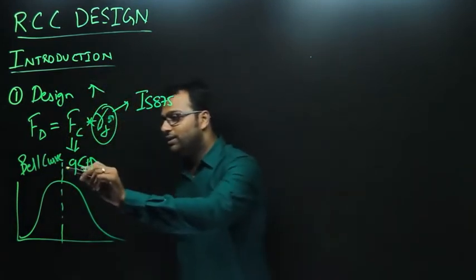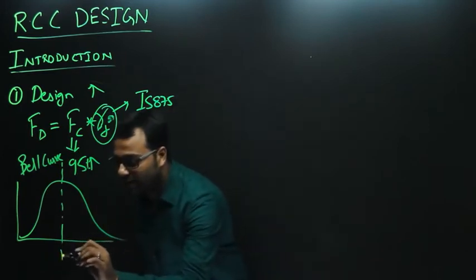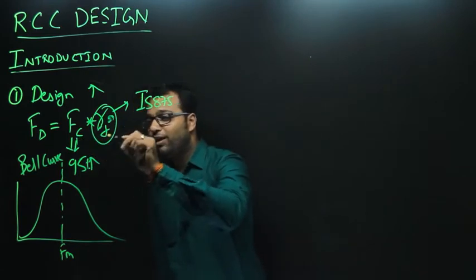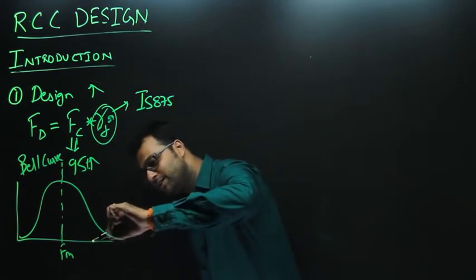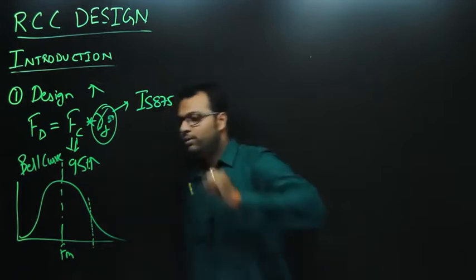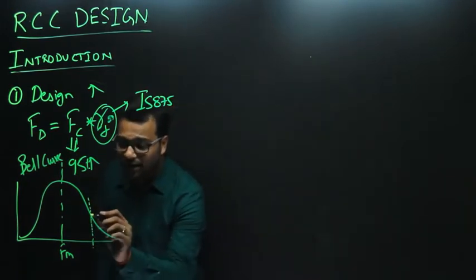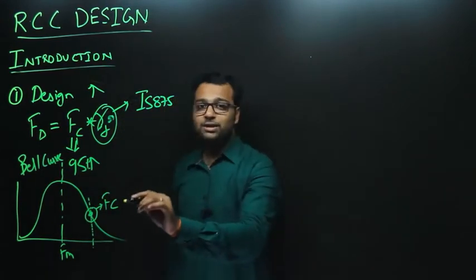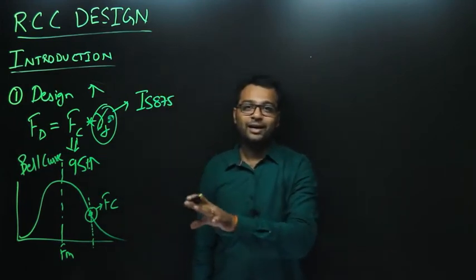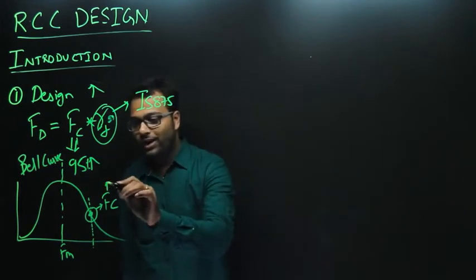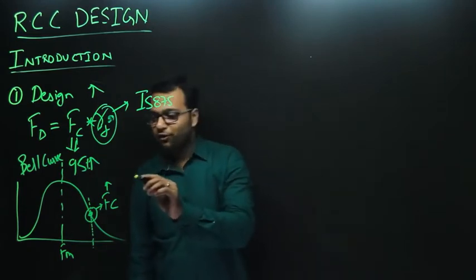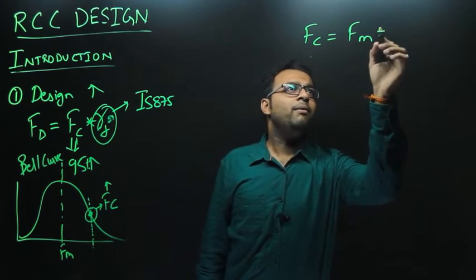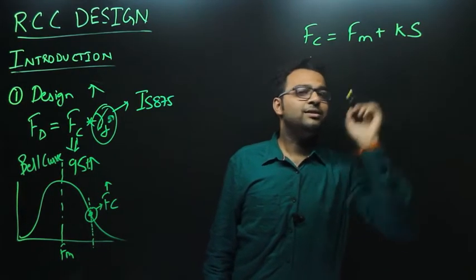This is the point which is called the mean point. And if I have to plot FC on this graph, I'll find it somewhere here. This force, this value which I call FC, has a probability of more than 95% of being exceeded in its entire lifetime. How do I calculate FC then?